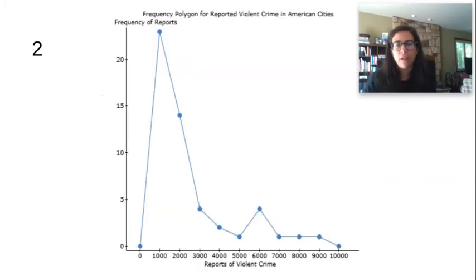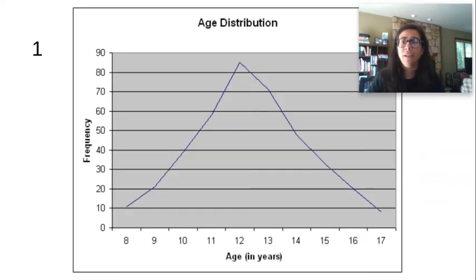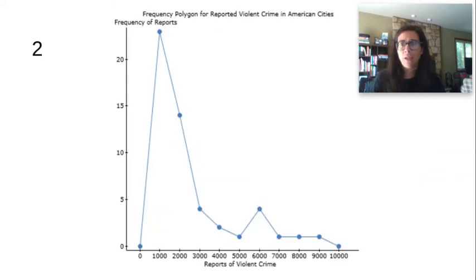Let's look at the next one. Okay, frequency polygon for reported violent crime in American cities. This is the frequency of reports. Right off the bat, you can see it's not symmetric. Okay, so let's go in order.